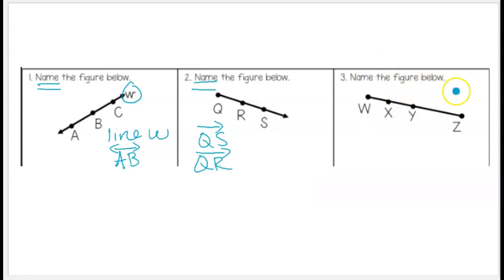All right, here, name the figure below. This is a segment, but this is segment WZ. I use the endpoints when I name my segment, WZ. If I said XY, I would only be talking about this specific part of the segment. If I want to get that whole segment in there, I need to go from W to Z.